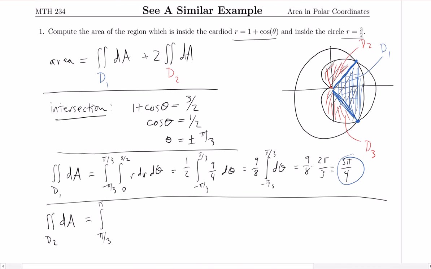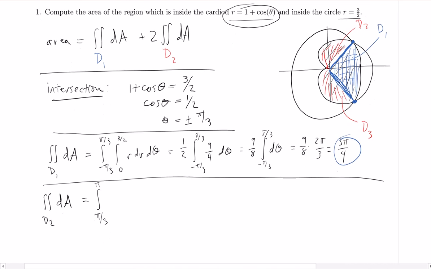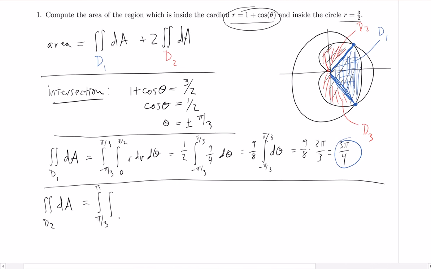You can see why that's the halfway point if you look back at the original equation for the cardioid. If you plug in theta equals pi, cosine of pi is -1, and r is going to be 0 there. And the halfway point is exactly where the cardioid comes back to the origin, so r should be 0. Okay, and r goes from 0, from the origin, out to the cardioid, so 1 plus cosine theta. And again, dA becomes r dr d theta. So same thing as the first one.